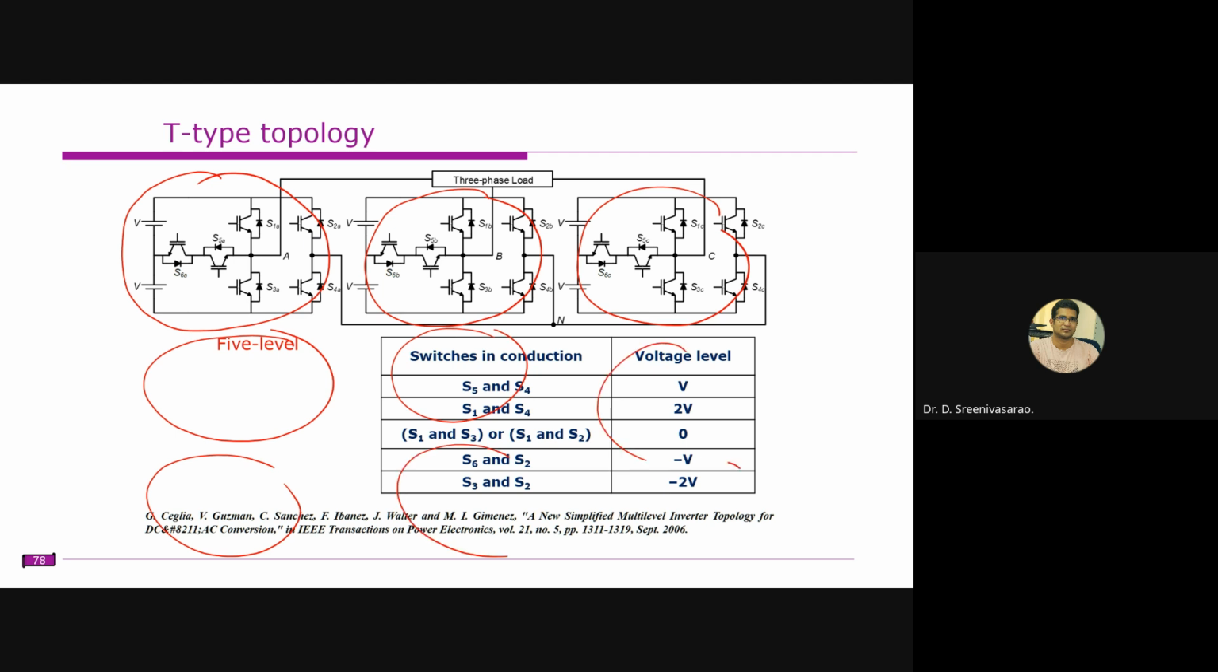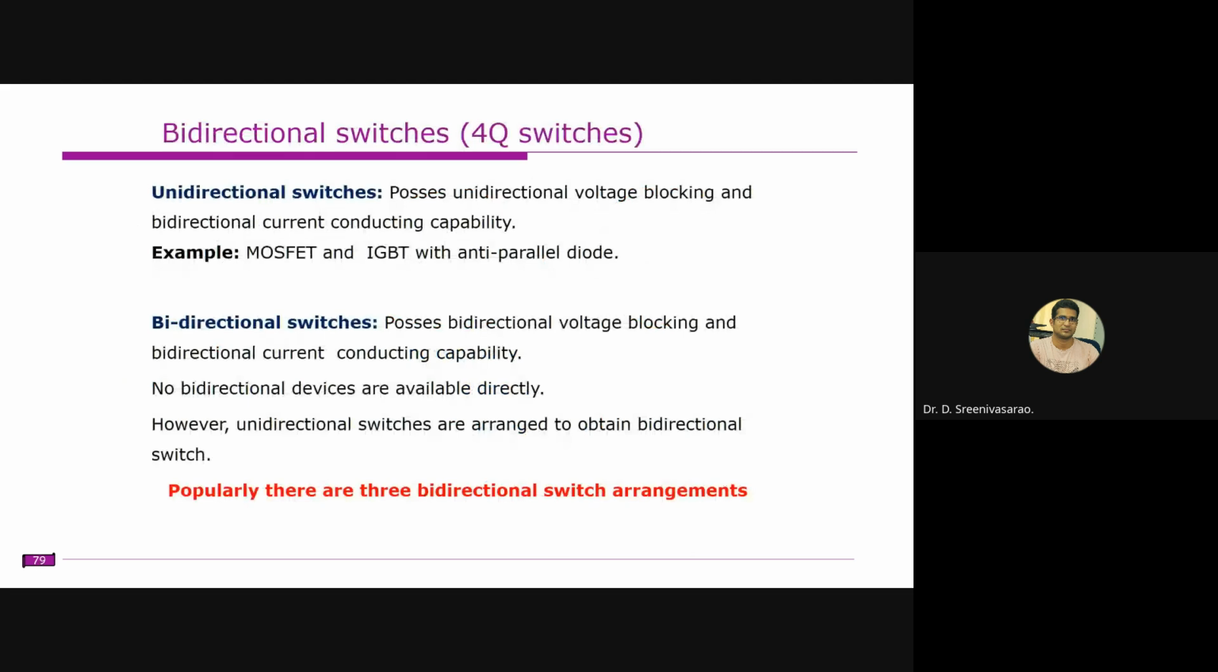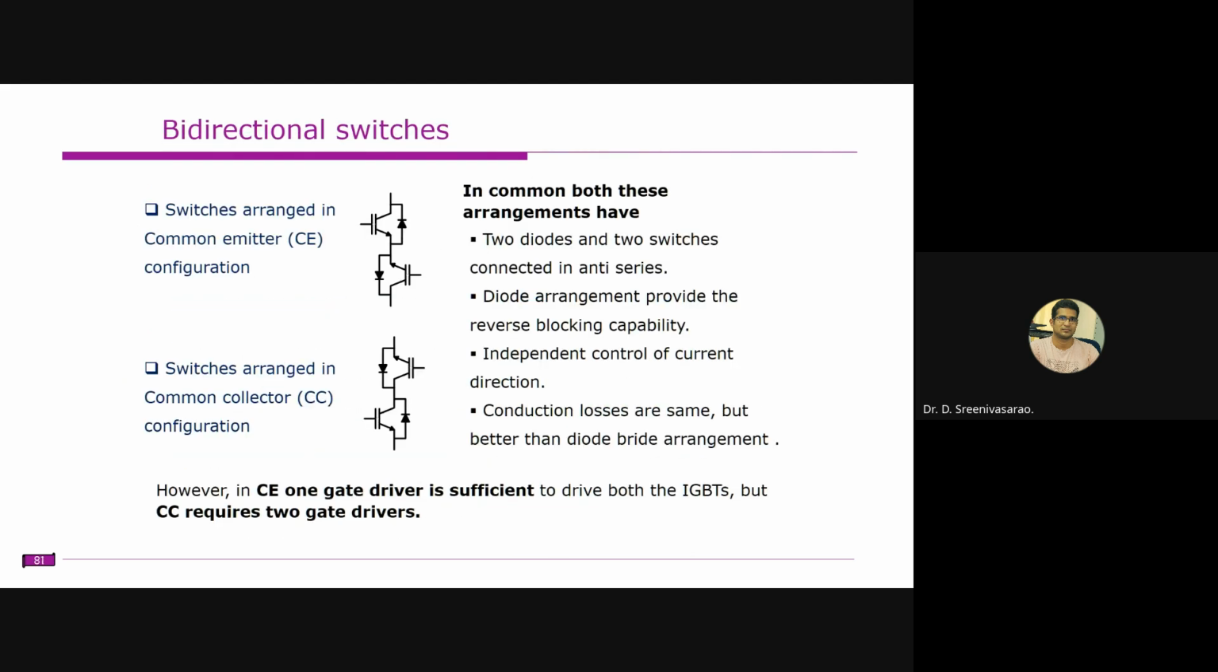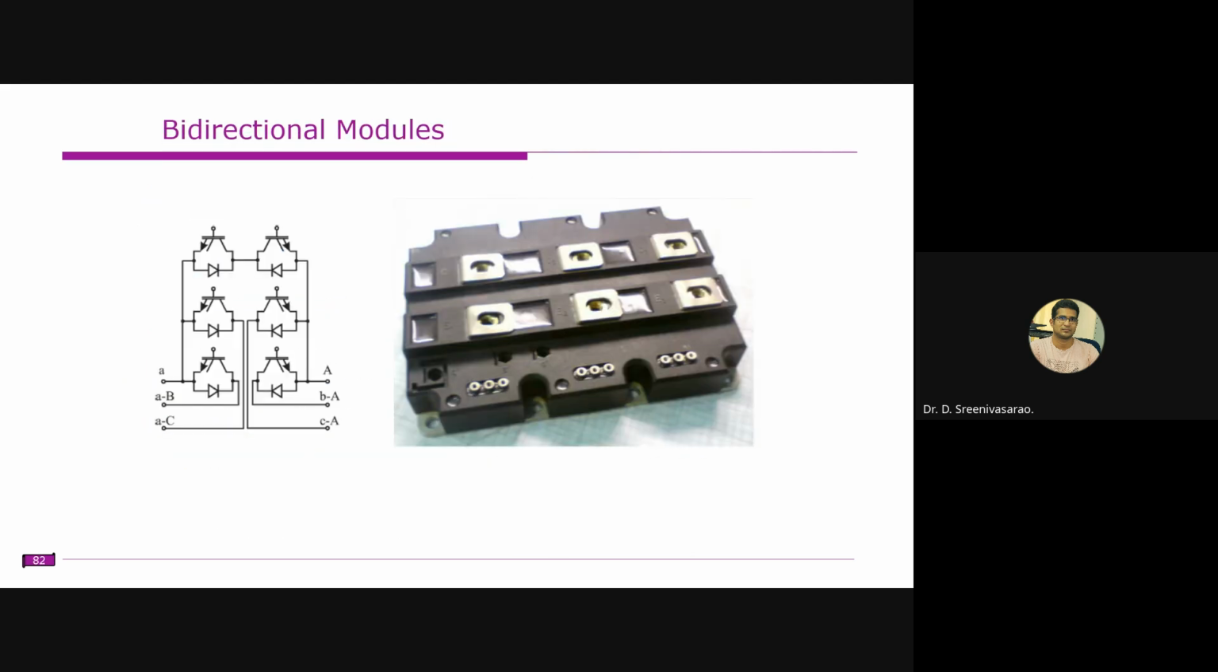So each one will be producing 5 levels. So this is producing 5 levels here. This is also producing 5 levels. So this is one of the emerging topologies for the grid connected applications. So this operation is similar to the three-phase that is already discussed. So these things also we discussed.